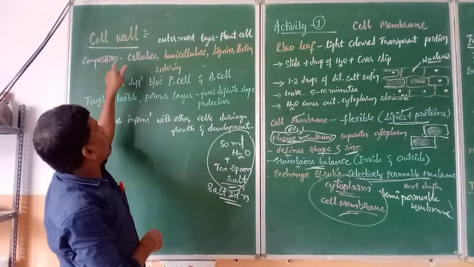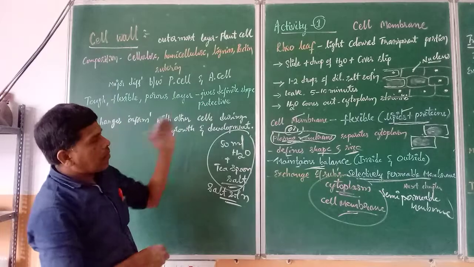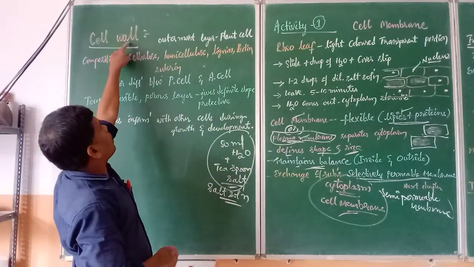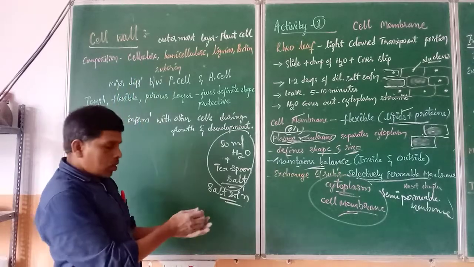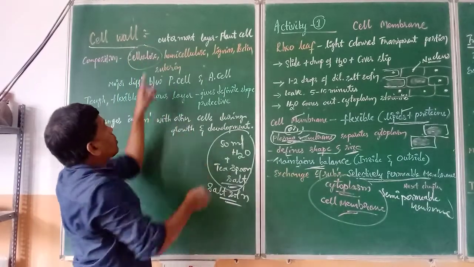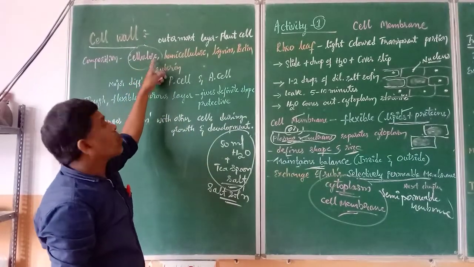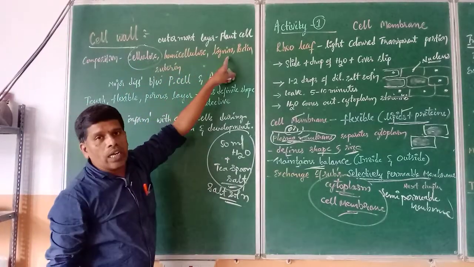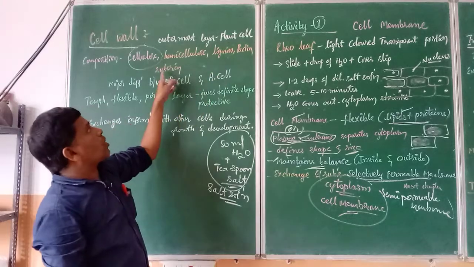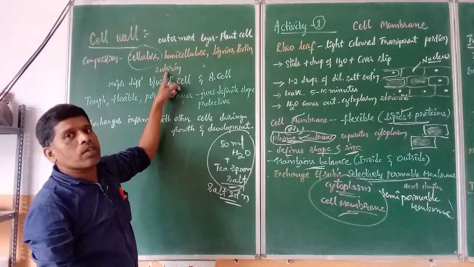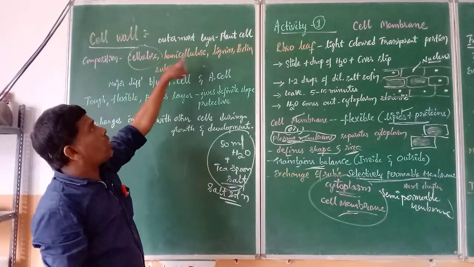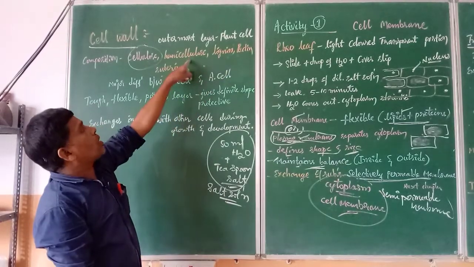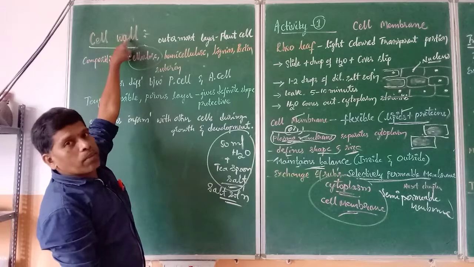Right. So what is the chemical composition of the cell wall? Like we have seen, the cell membrane is made up of lipids and proteins. Now this cell wall is made up of cellulose. Only one word is given in the textbook, cellulose, which is the chief component. Apart from this, we have hemicellulose, lignin, pectin, and suberin. Five different types of substances are present. Once again: cellulose, hemicellulose, lignin, pectin and suberin. These are the chemical substances the cell wall is made up of.